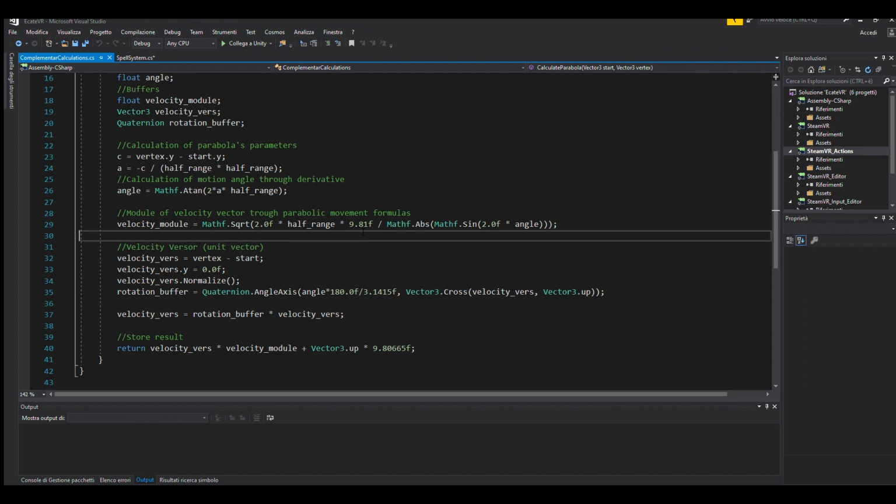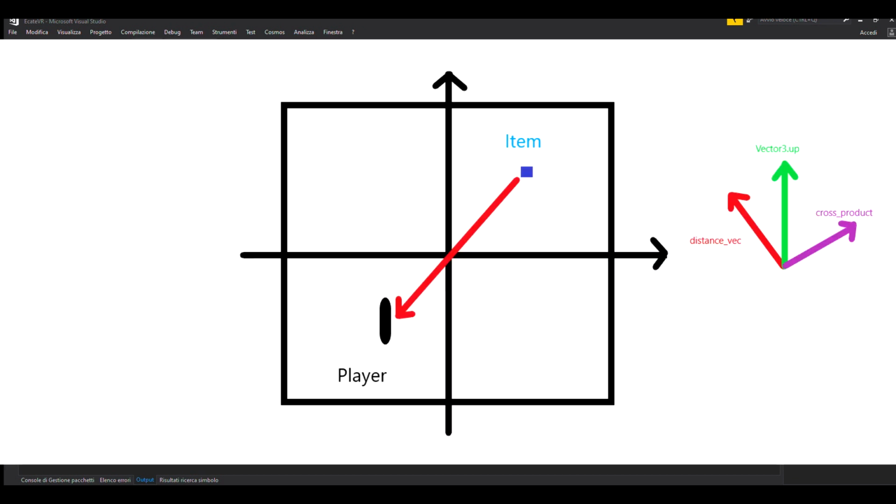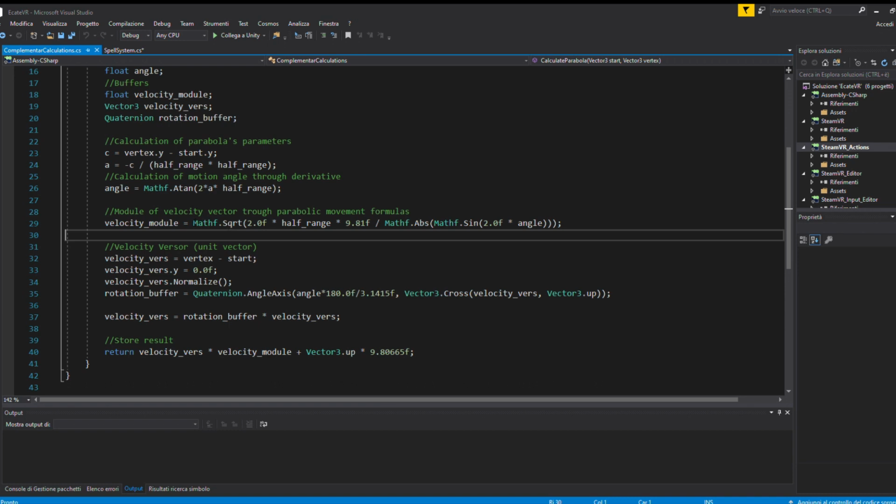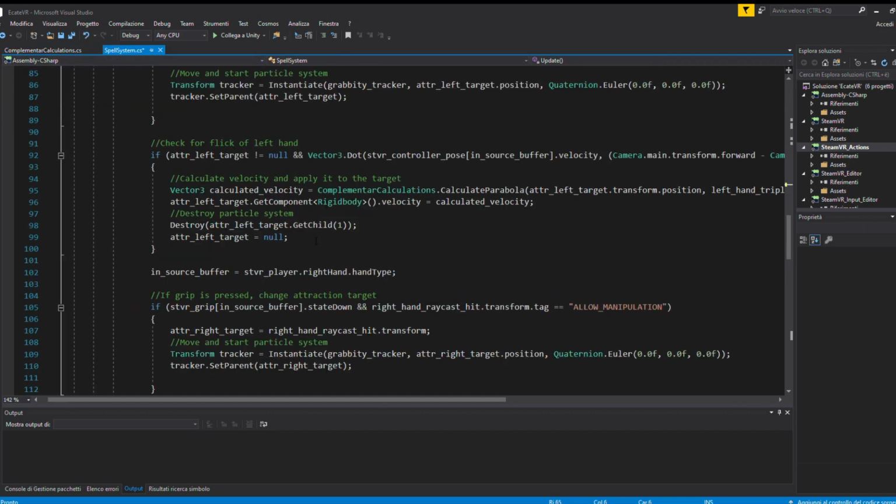Rotating it into the correct position is going to be hard. First you calculate the rotation axis with a cross product between the projection vector and the vertical unit vector. Then, you use quaternion functions to rotate the projection vector around that axis. The angle value is the one you calculated before with the arctangent of the derivative. Beware though. You calculated it in radians, now it must be converted into Euler degrees. Oh, and don't forget to also add a second velocity vector to oppose gravity in that instant. It's done. The next step is to apply the calculated velocity to the item.